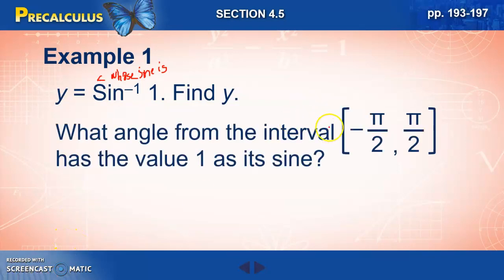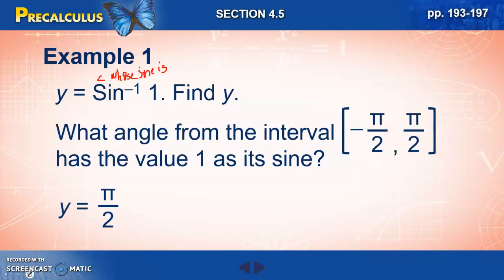What angle from the interval negative pi over 2 to pi over 2 has the value of 1 as its sine? And that is pi over 2. 90 degrees, if you're trying to think of that in degrees instead of radians. 90 degrees is the only one that has the value of 1 as its sine. So y equals pi over 2.